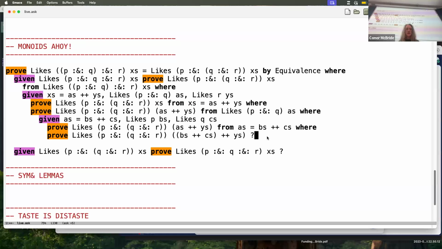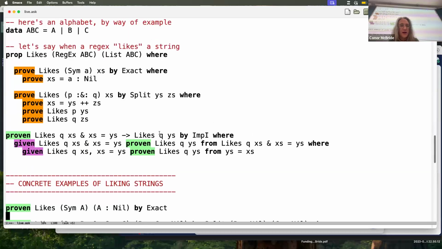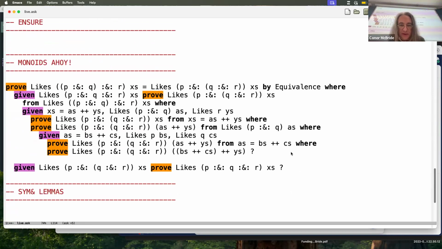Right. So now I've got that thing. I know that left-nested PQR likes left-nested B's, C's, Y's. And I would like to know that right-nested PQR likes the same thing. Well, somewhere, I think I gave myself this handy rule, which you should not be surprised by, which is that if a regular expression likes x's and x's is the same as y's, then it also likes y's. That's a free hit, right? It's annoying even to have to prove it. But it's a useful fact, which I'm going to use here.